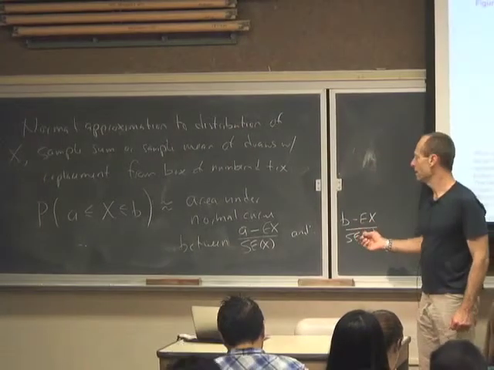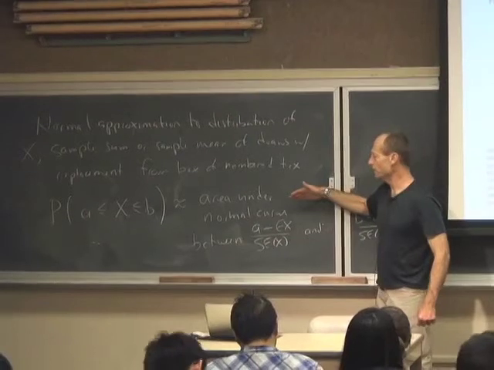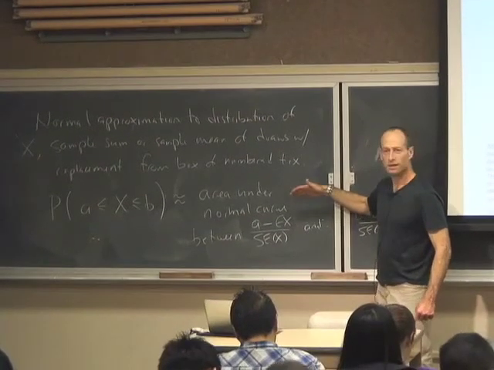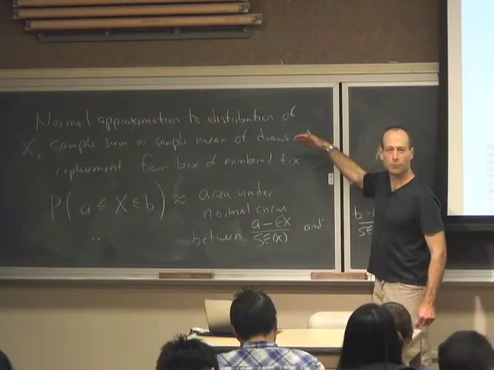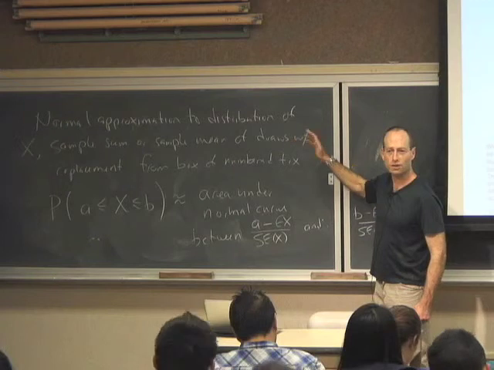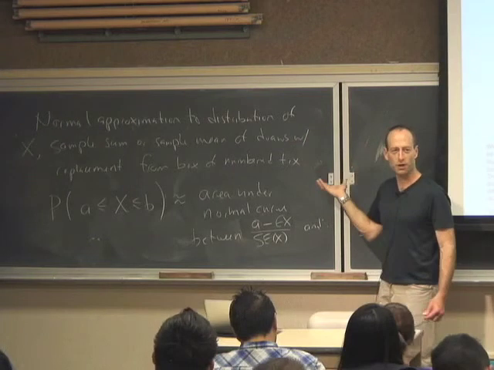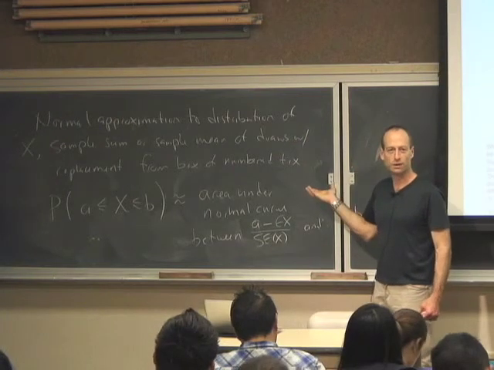Okay. And this approximation gets better and better and better the larger the number of draws is. The approximation can be terrible if the number of draws is small, but eventually it gets good.